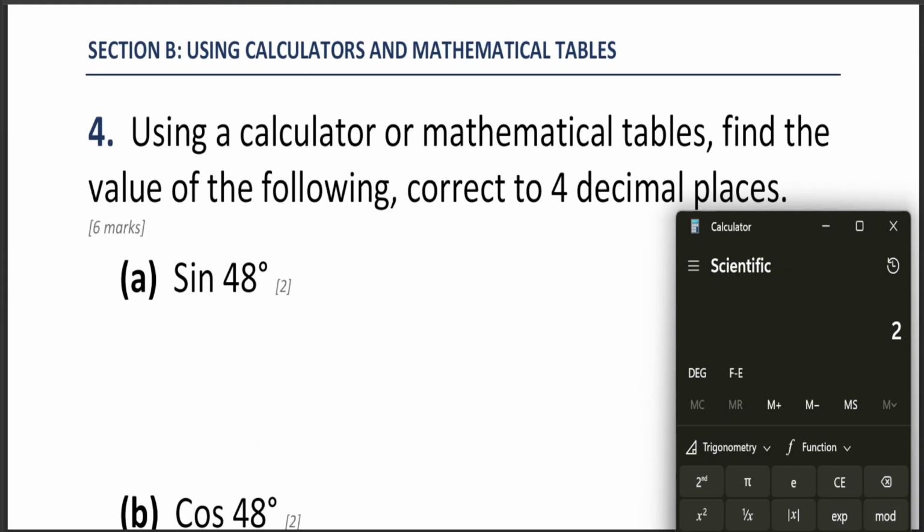Okay, question 4, using a calculator or mathematical tables, find the value of the following correct to 4 decimal places. Let's start with the calculator, then the mathematical table.